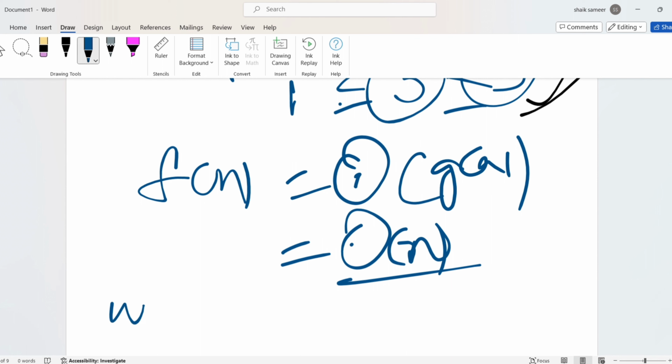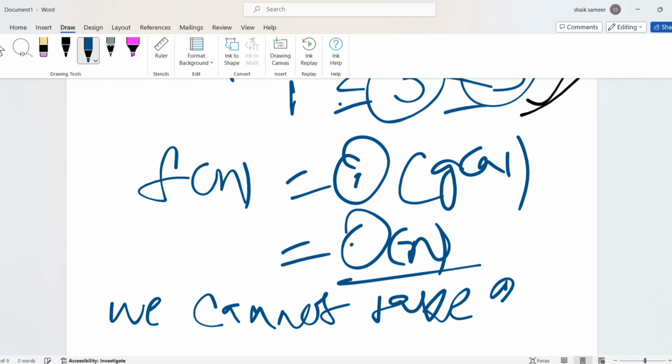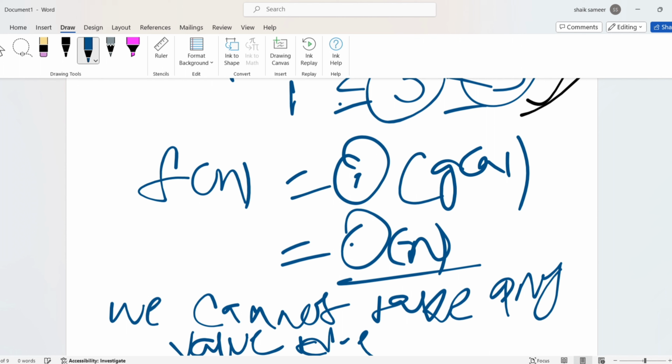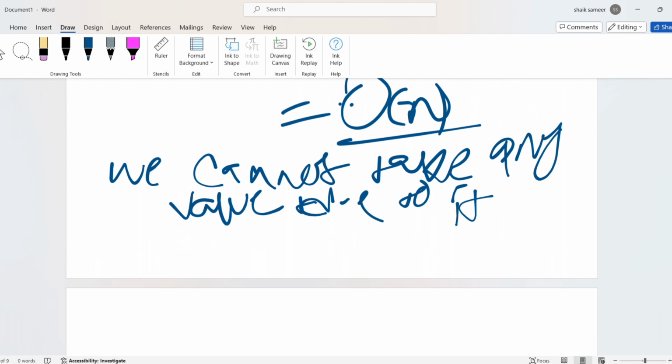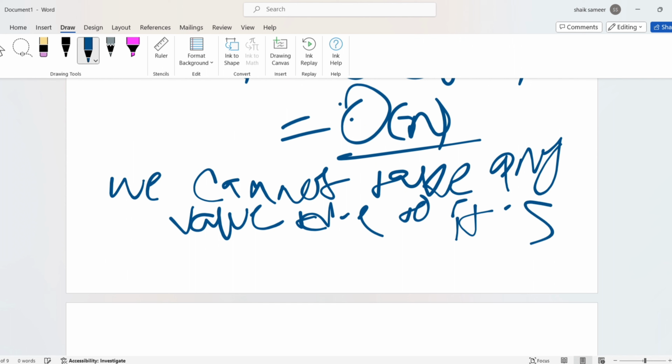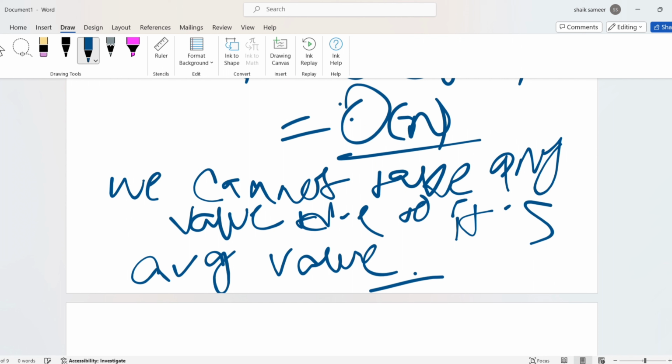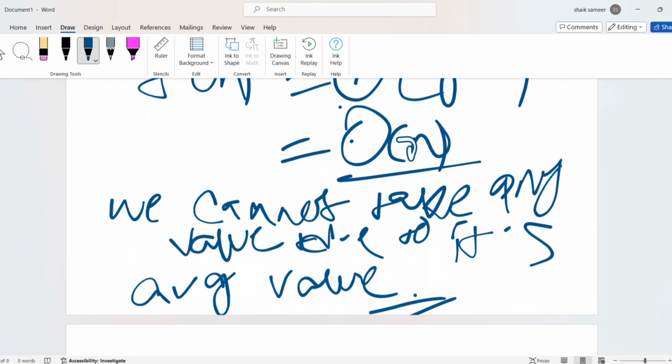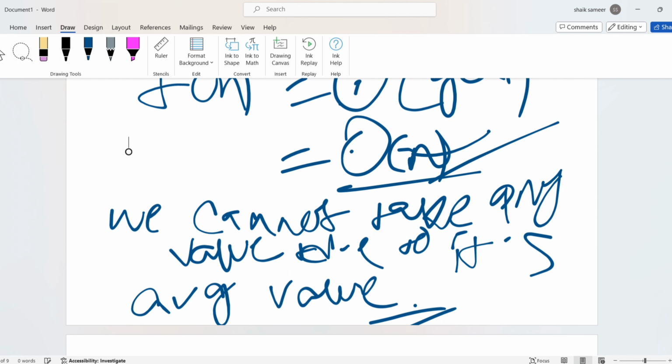We cannot take any value because it is an average value. So the answer is big theta of n only. I hope you understand how to solve this problem.